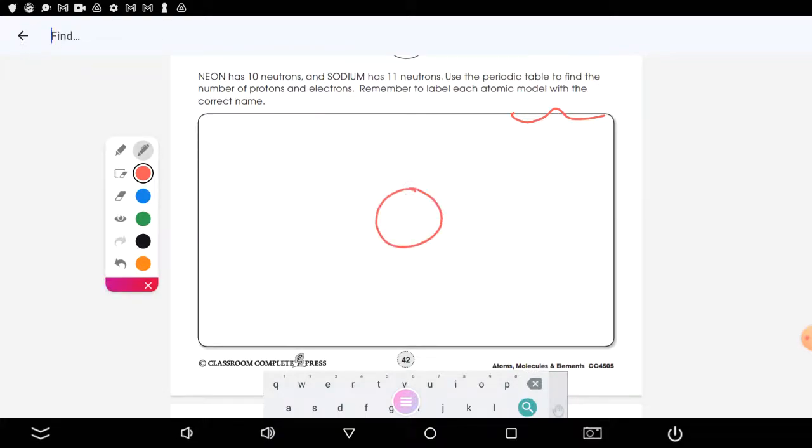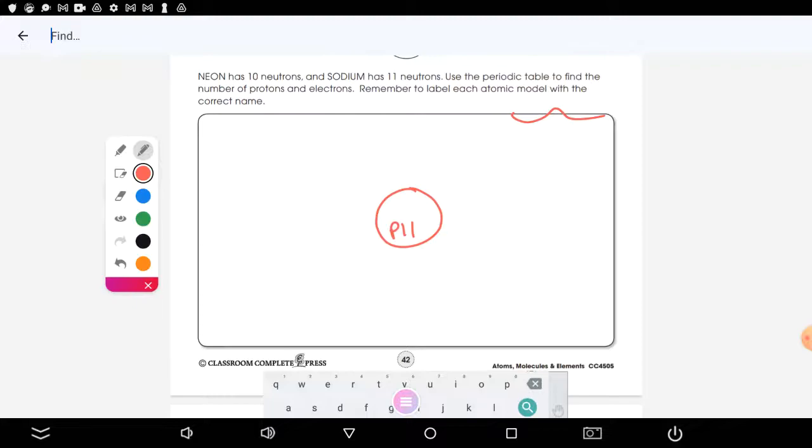Brant, how many protons does sodium have? 11. Okay, how did you find that? I looked on my atoms vocabulary, and it said atomic number is protons. Okay, so when you found it on the periodic table, you saw it had an atomic number of 11. So the protons has to be 11.